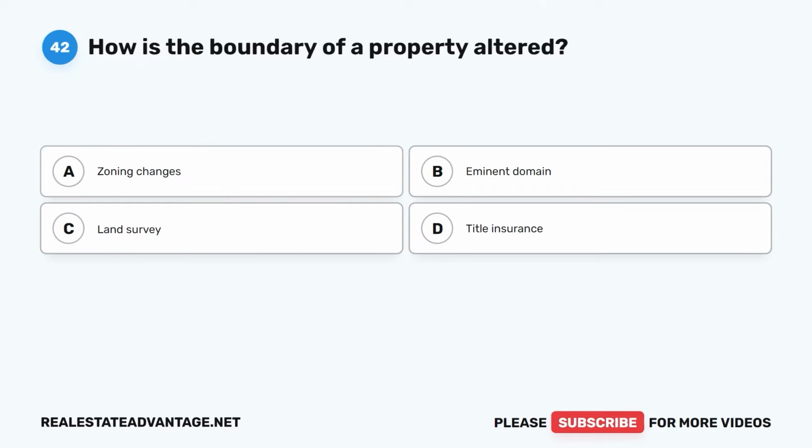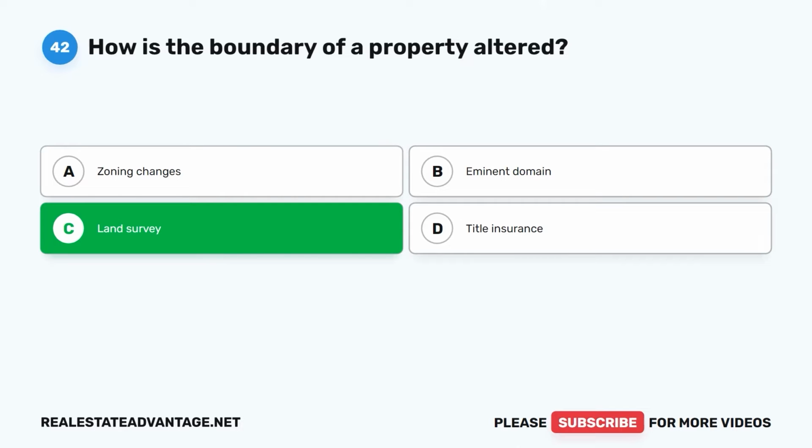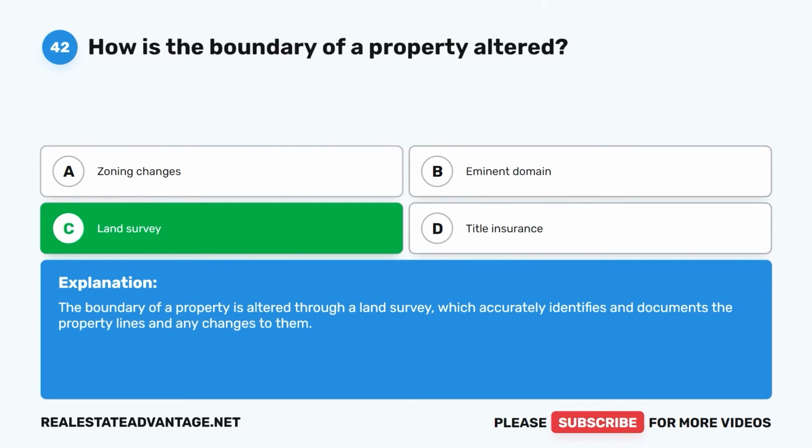Question 42. How is the boundary of a property altered? A. Zoning changes, B. Eminent domain, C. Land survey, D. Title insurance. The correct answer is C. Land survey. The boundary of a property is altered through a land survey, which accurately identifies and documents the property lines and any changes to them.